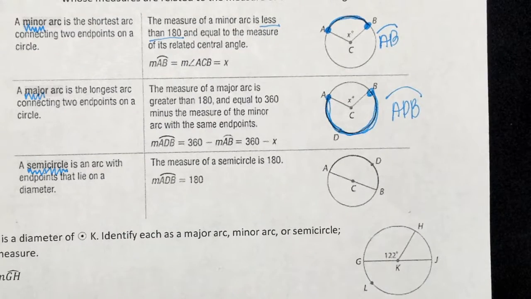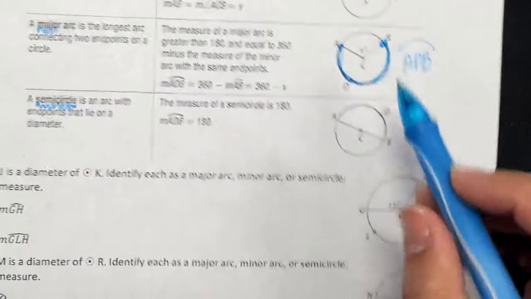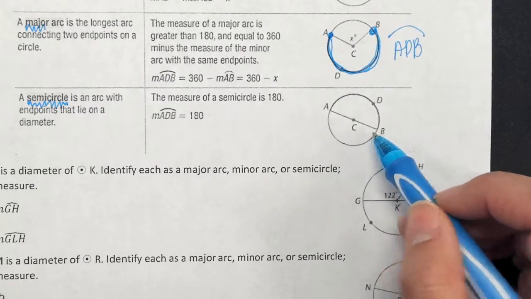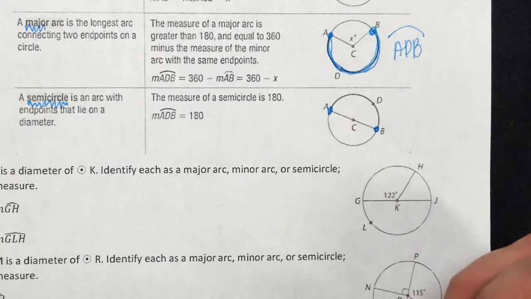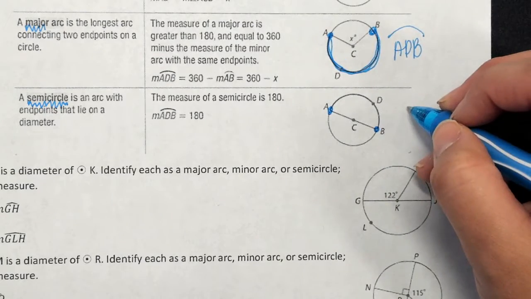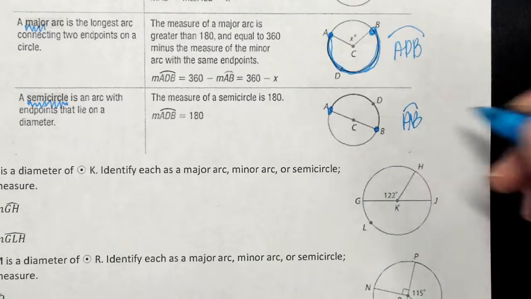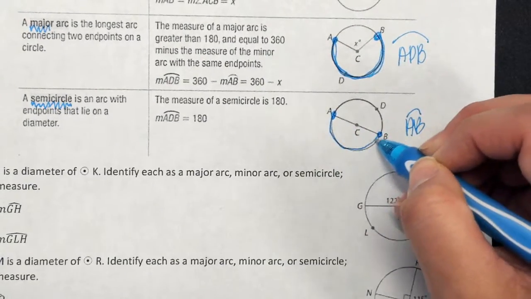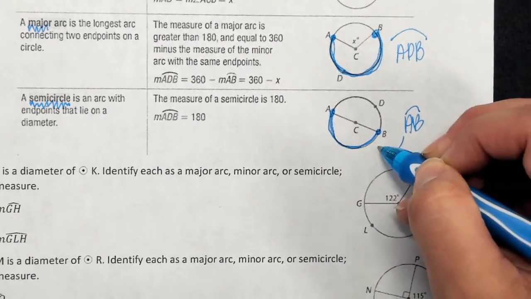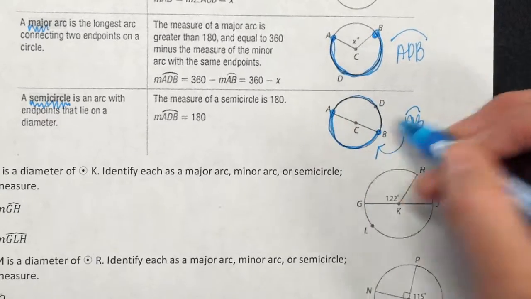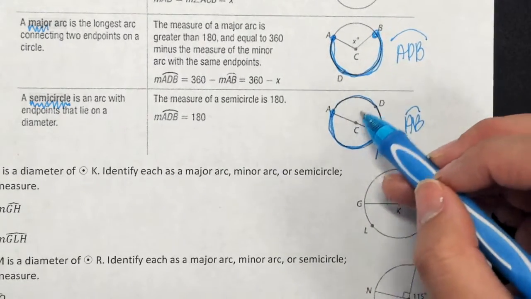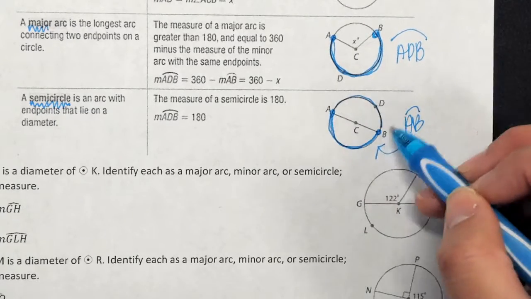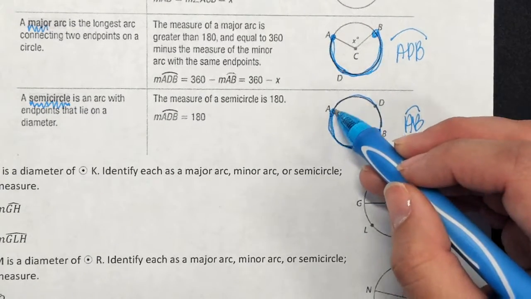Now, so there's major, minor, or semicircle. Semicircle means it goes straight through the diameter. So you have 2 semicircles here. How can I name one of them? AB. So technically, that'd be this side, right? That's the arc AB. How would I name this side? ADB. Right? I could name it saying arc ADB because it goes all the way around.